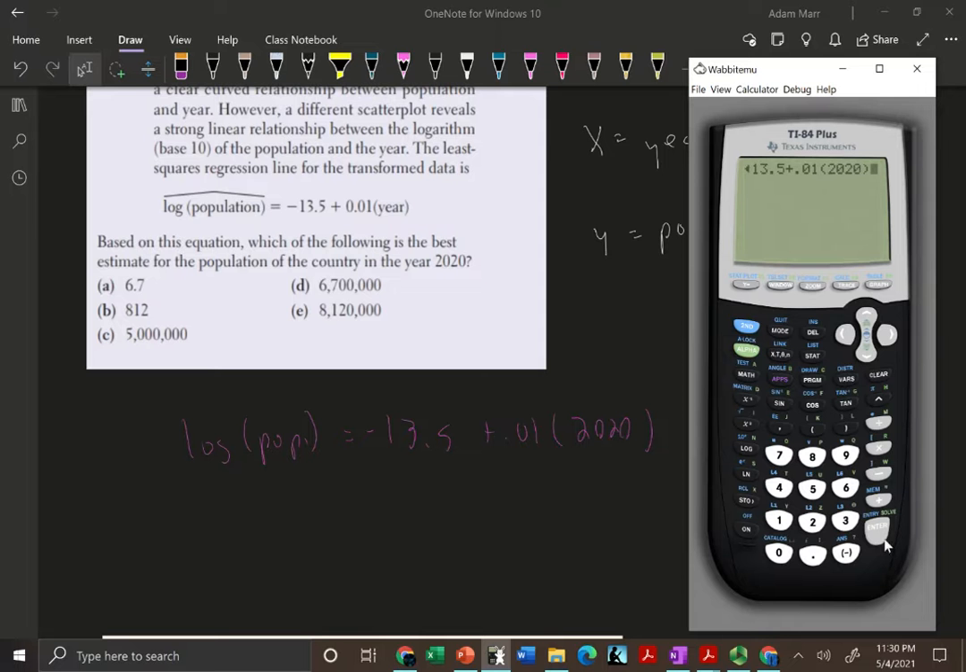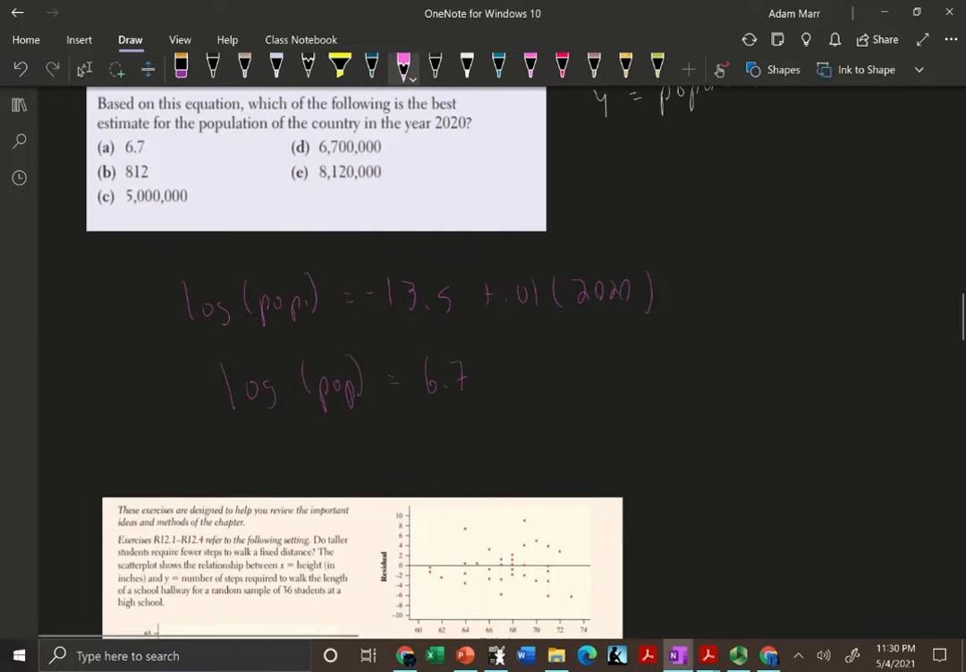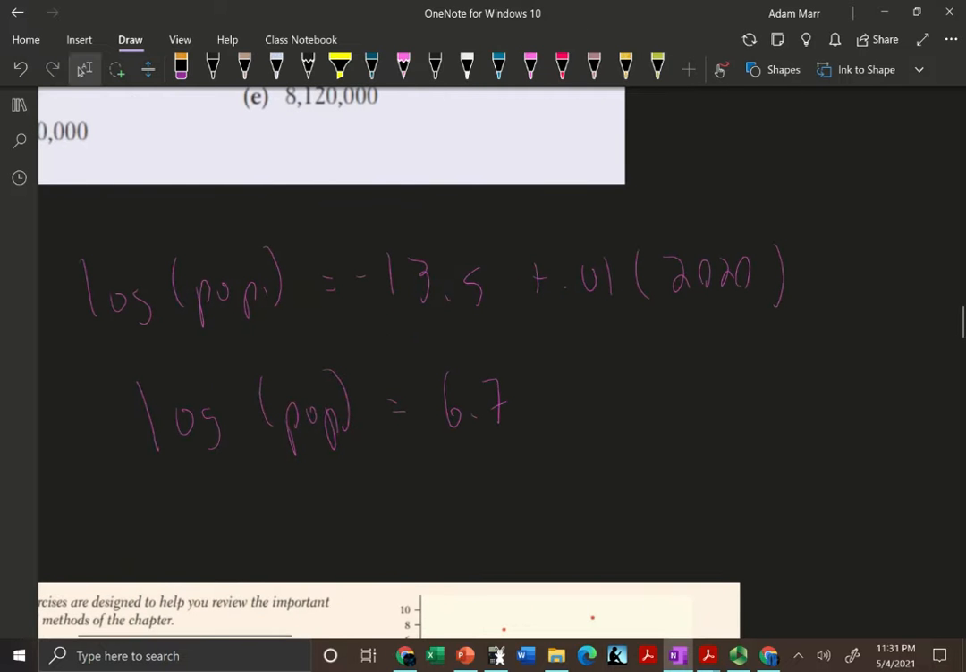There we go. So we get right there 6.7. So log of population equals 6.7. So what is this right here? A log is defined as base 10, right? So this is 10 to the 6.7 power equals the population.